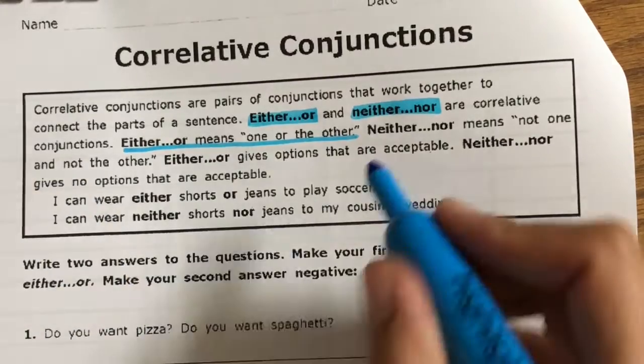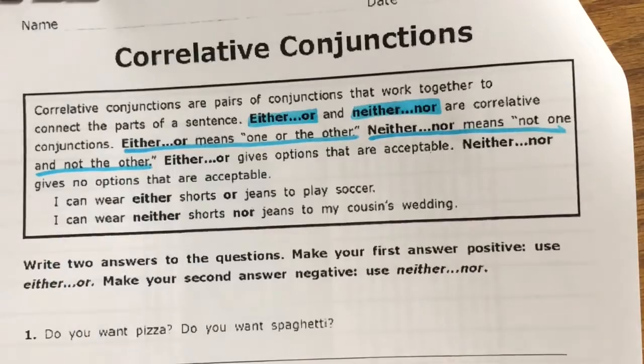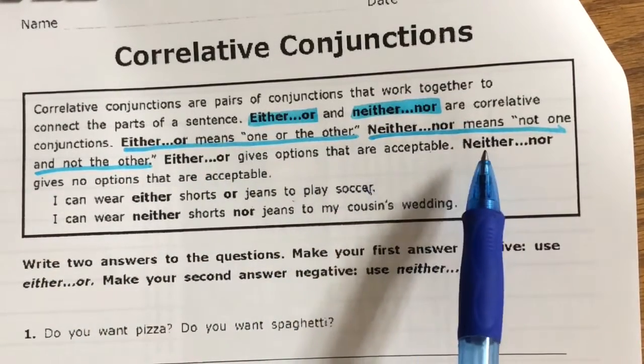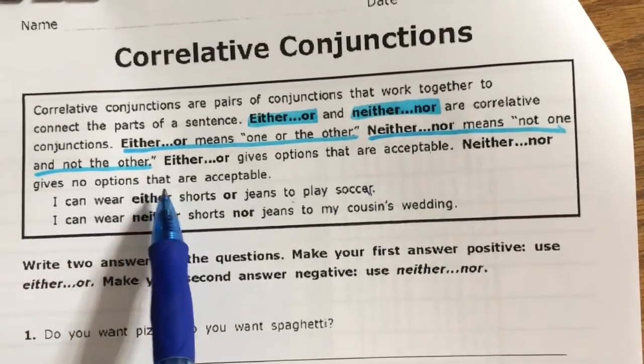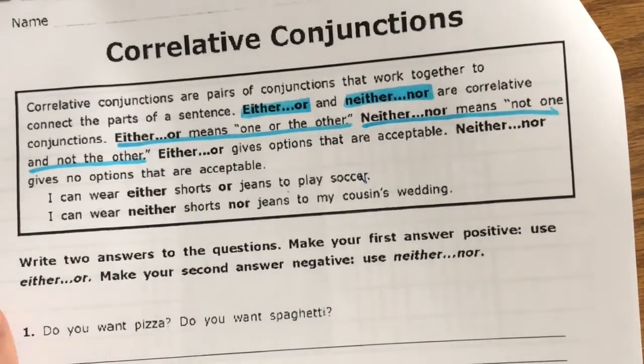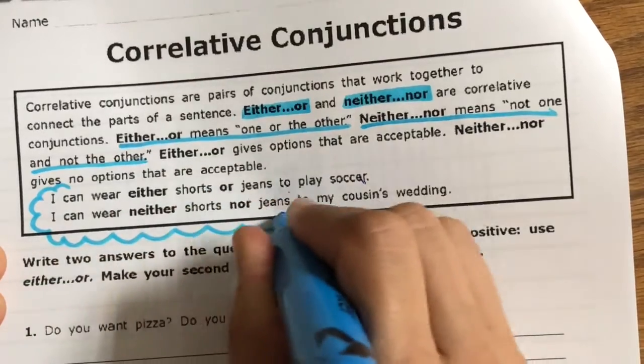So you will hear more adults say this than kids, but it's still good to know this right now so you can start practicing. So either/or gives options that are acceptable. Neither/nor gives no options that are acceptable. So they're basically the opposites of yes and no, yin and yang if you want to think of it that way. So down here specifically, these are your examples.